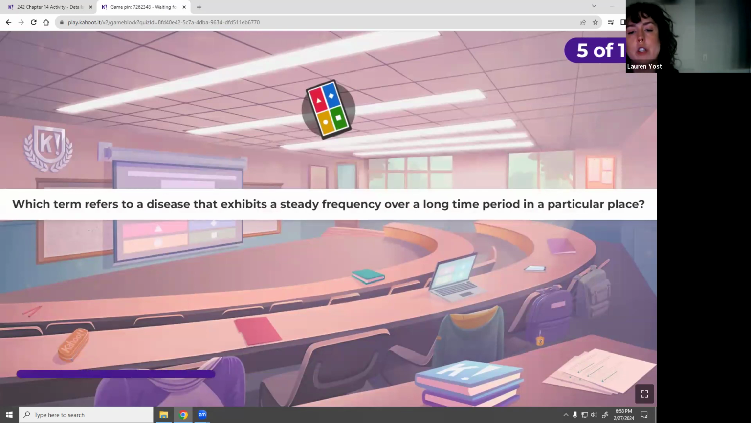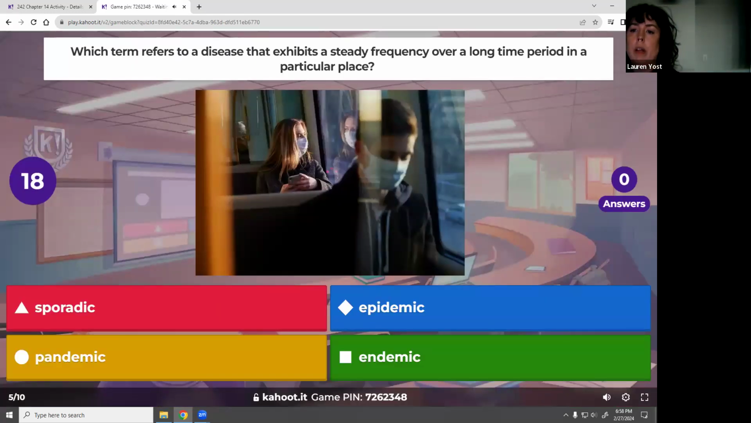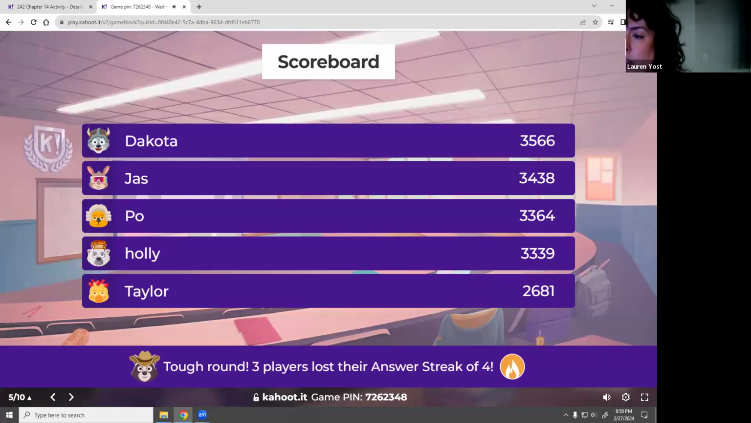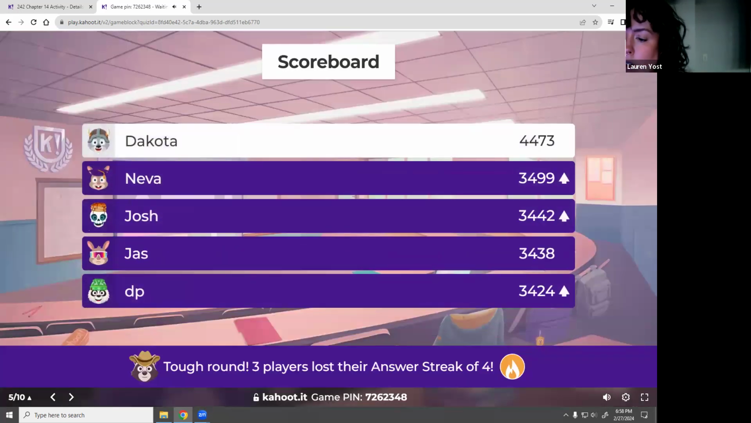Which term refers to a disease that exhibits a steady frequency over a long time period in a particular place? That place sees that disease at that level for a long time. An old hat. All right, so this one is endemic. I don't know. This is terms. I have nothing to say here.